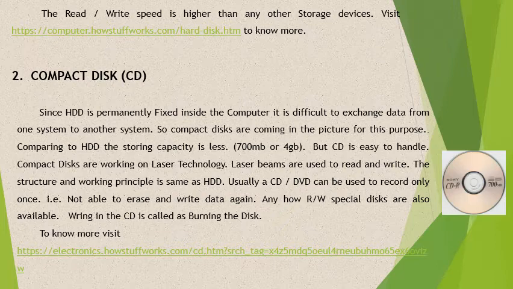Compact disks work on laser technology. Laser beams are used to read or write. The structure and working principle are the same as a hard disk. Usually a CD or DVD can be used to record only, and is not able to erase or write data again. Anyhow, rewritable special disks are also available. Writing on a CD is called burning the disk. To know more, visit the following link.